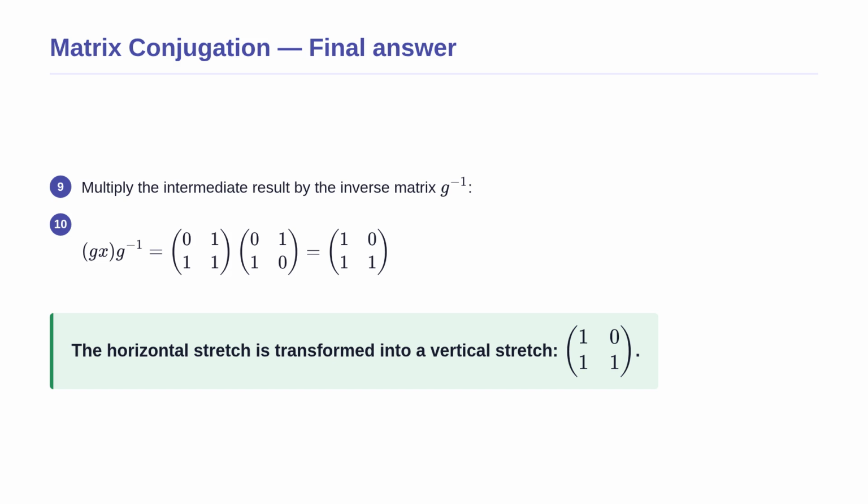This proves that conjugation successfully translated the action of stretching into a brand new coordinate system, perfectly illustrating how conjugation acts as a change of perspective.